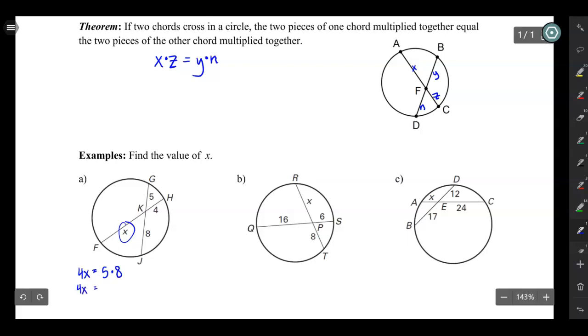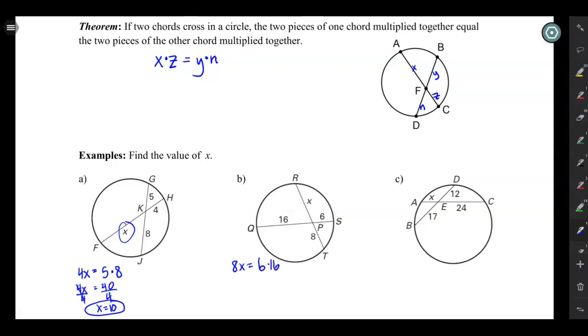So I have 4x is equal to 40. Divide both sides by 4. And I get x is equal to 10. We can do the same thing in the next one. So we have two chords that cross in the same circle, which means that the 8 times the x is going to equal the 6 times the 16.